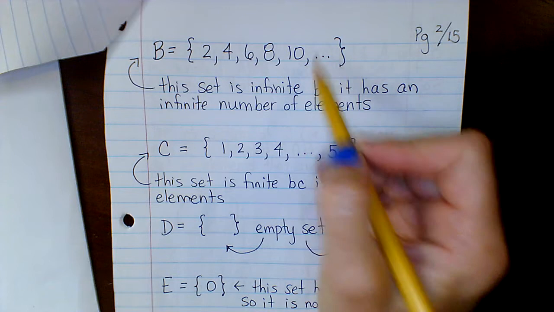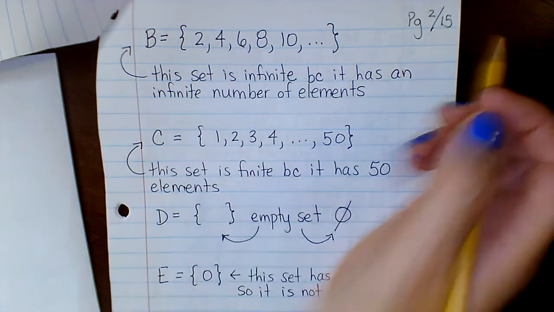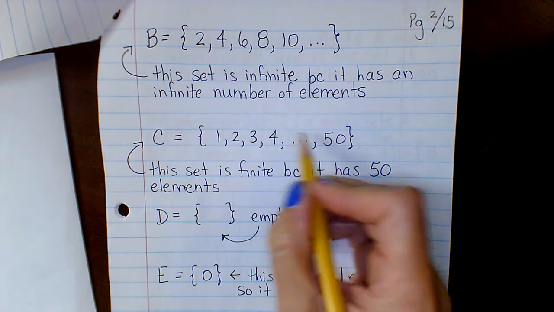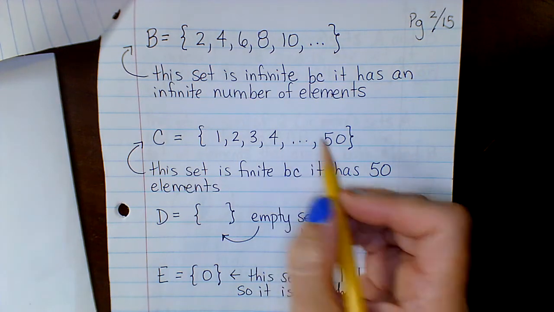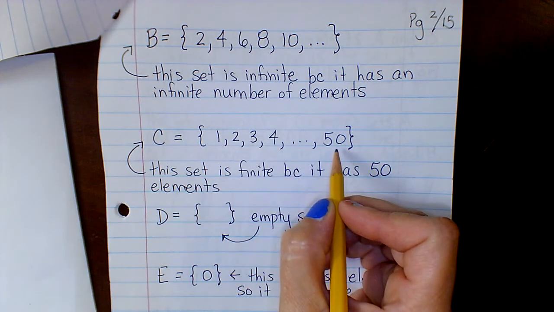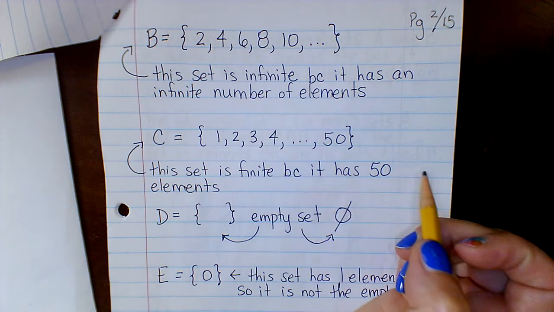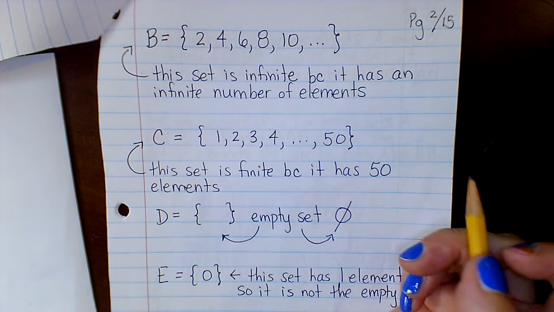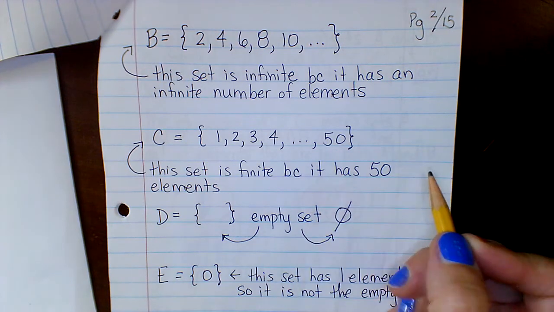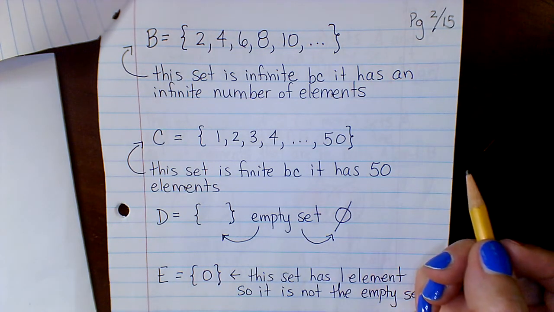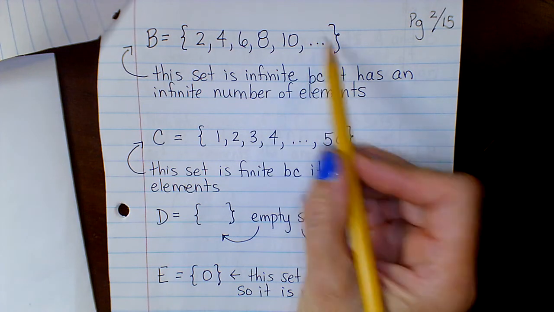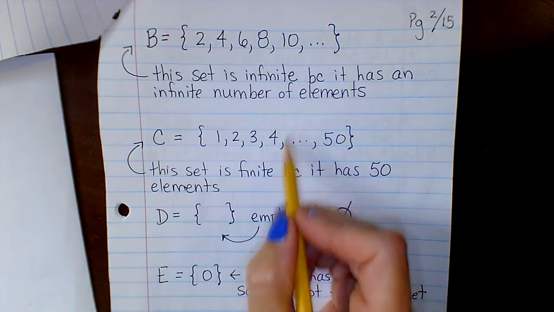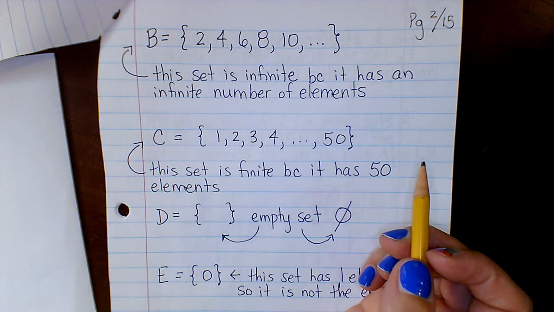Now that doesn't mean that ellipses always mean infinite. Let's take this one, set C for instance. These dots right here are telling you that this pattern continues from 4 all the way up to 50. This is just an abbreviation so that we don't have to write all the numbers from 4 to 50. But it's still finite. This has 50 elements in it. So ellipses on the end means it's going to be infinite because it continues forever, but in the middle, it's going to be a finite set.